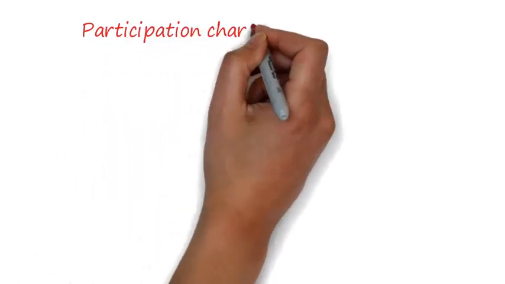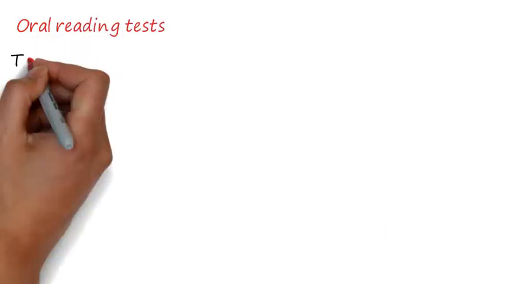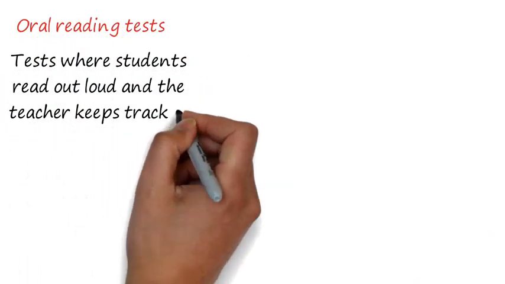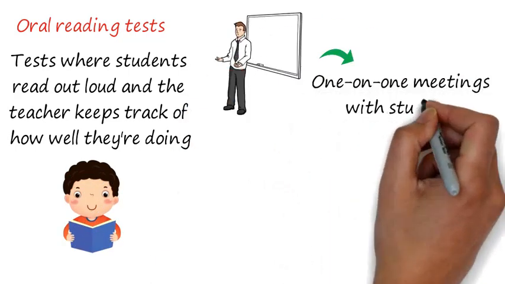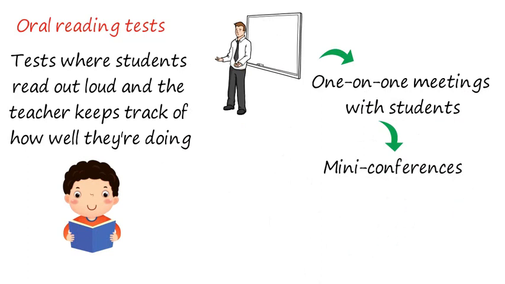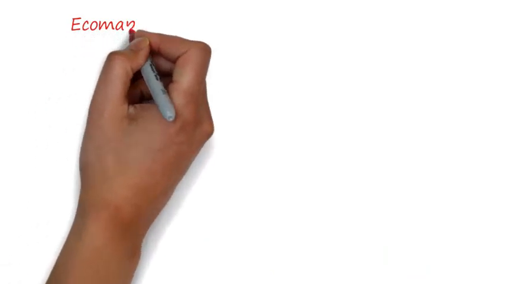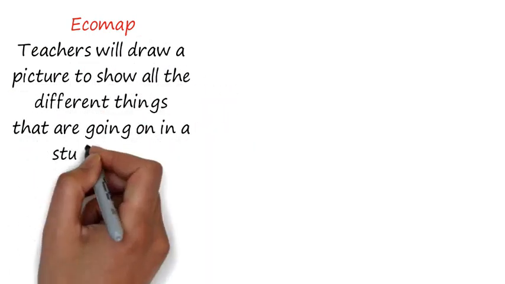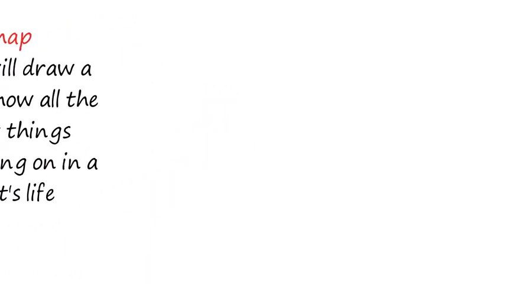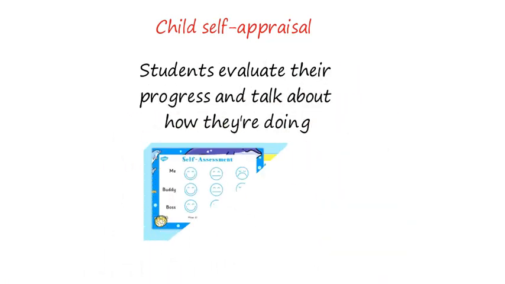Participation charts are useful for keeping track of where a student is during the day. Oral reading tests are tests where students read out loud and the teacher keeps track of how well they're doing. Teachers might also have one-on-one meetings with students, called mini-conferences, to talk about how the student is doing in a particular area. Another strategy is using something called an eco-map. This is another fancy way of saying that teachers will draw a picture to show all the different things that are going on in a student's life, like their family and community. Finally, there's child self-appraisal. This is when students evaluate their progress and talk about how they're doing.